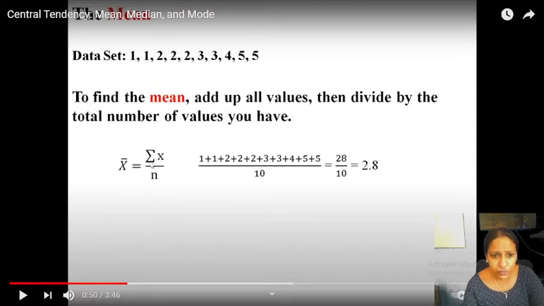Okay, so the formula for x bar, that is mean, is equal to sigma of x divided by n. Here you can see the data set: 2 ones, 3 twos, 3 threes, a 4 and 2 fives. Altogether you have to sum them up and divide by the number of observations. There are 1, 2, 3, 4, 5, 6, 7, 8, 9, 10, so 10 items. You are summing up all the given data and dividing by the number of observations, and you get 2.8. So that's the mean.